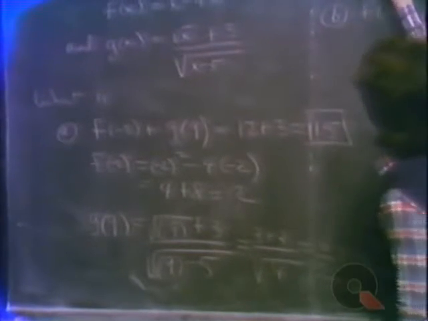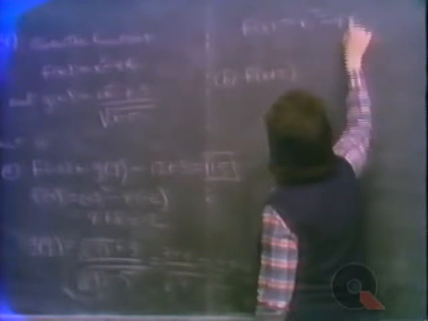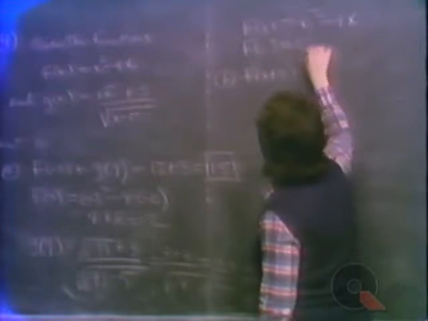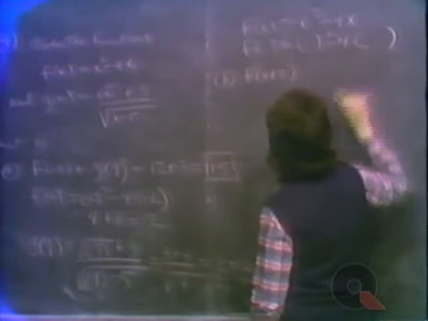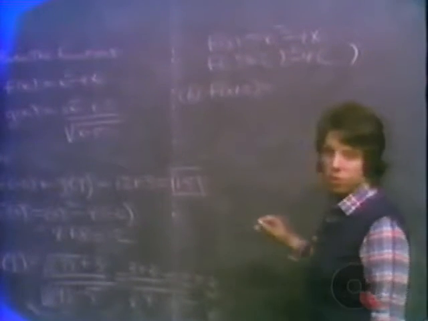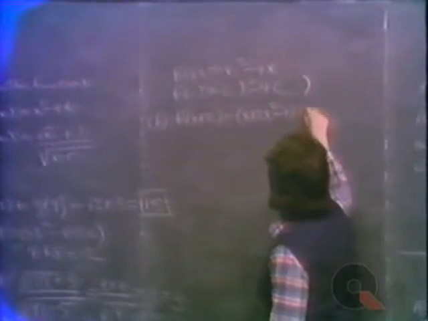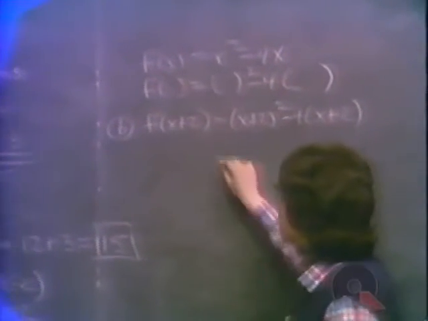Now, let's remember here that f of x is x squared minus 4x. F of anything is that something squared minus 4 times that something. So f of x plus 2, you just fill x plus 2 into the parentheses: x plus 2 squared minus 4 times x plus 2.